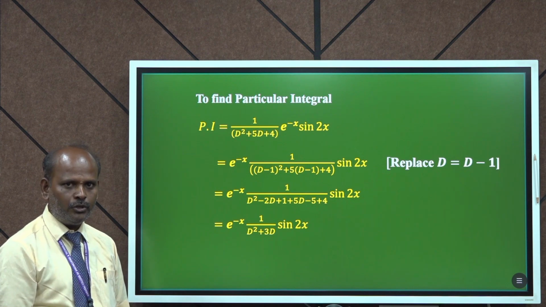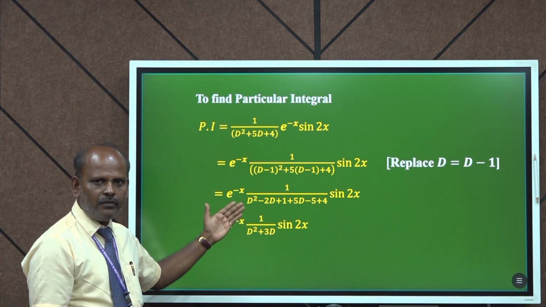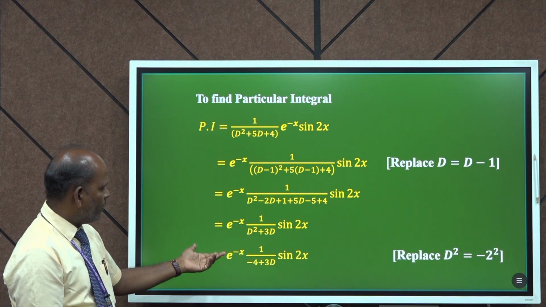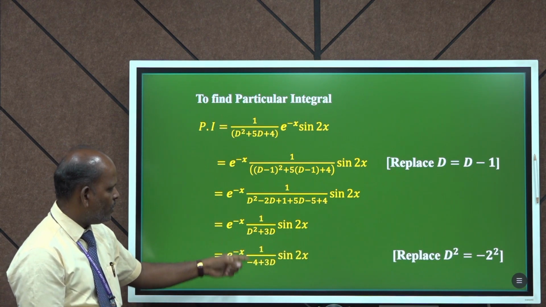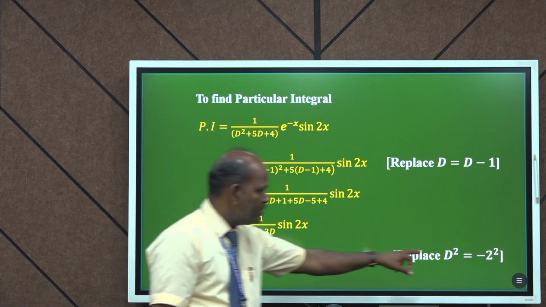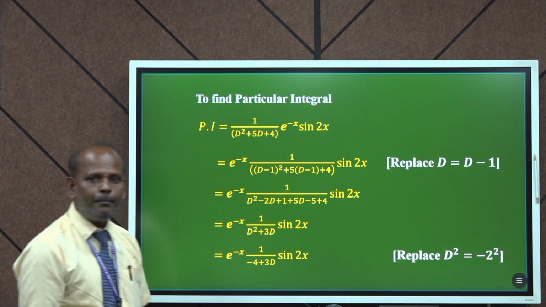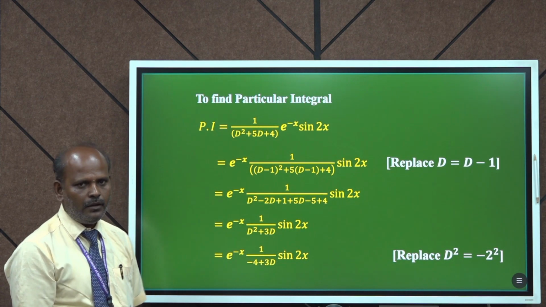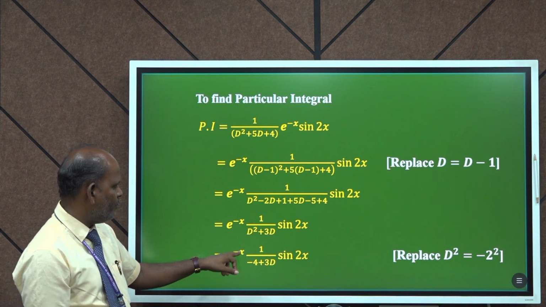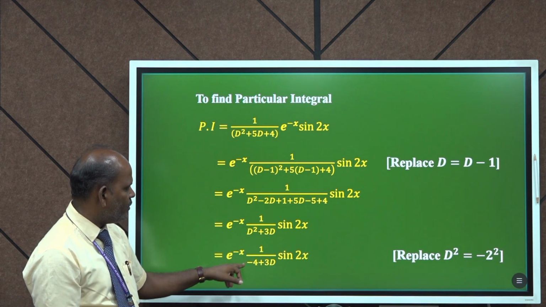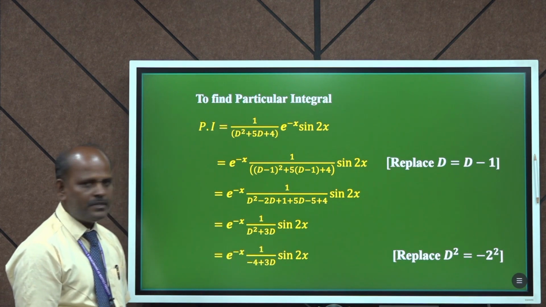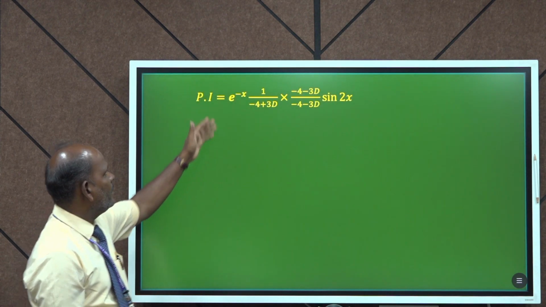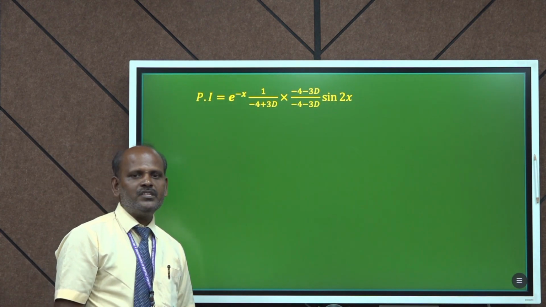Now we are going to type 2. Since this is of type 2, here sin 2x is available. Therefore our PI becomes e power minus x into 1 by, in type 2 we replace D square by minus a square. Here a is equal to 2, so minus 2 square is minus 4. So e power minus x into 1 divided by minus 4 plus 3D of sin 2x.